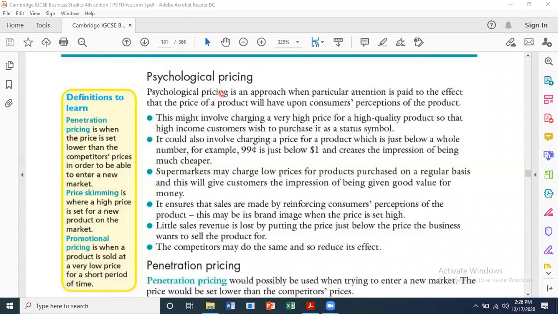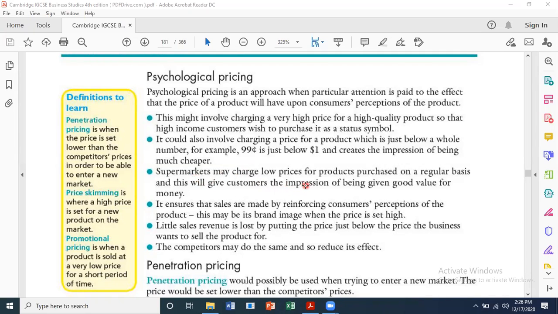So psychological pricing is an approach when particular attention is paid to the effect that the price of a product will have upon consumers' perception of the product. This might involve charging a very high price for a high quality product so that high income customers wish to purchase it as a status symbol. It could also involve charging a price just below a whole number, for example, 99 cents is just below 1 and creates the impression of being much cheaper.